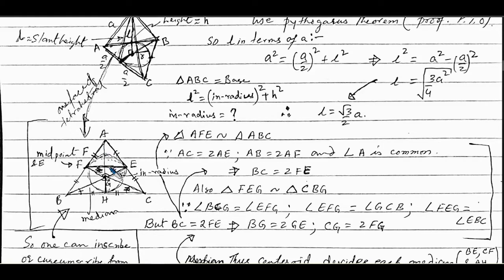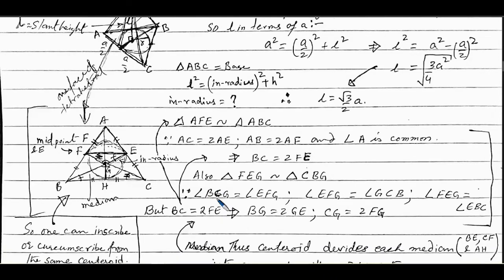They are similar triangles. Why are they similar triangles? Because these angles are common. This angle is this angle, so they are common. Since I have taken midpoints, AC is equal to twice AE, and AB is equal to twice AF. So similarly, BC will be twice FE.